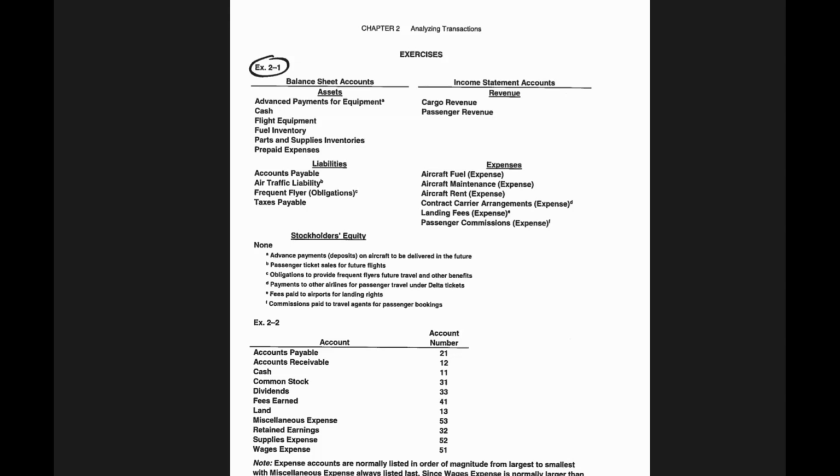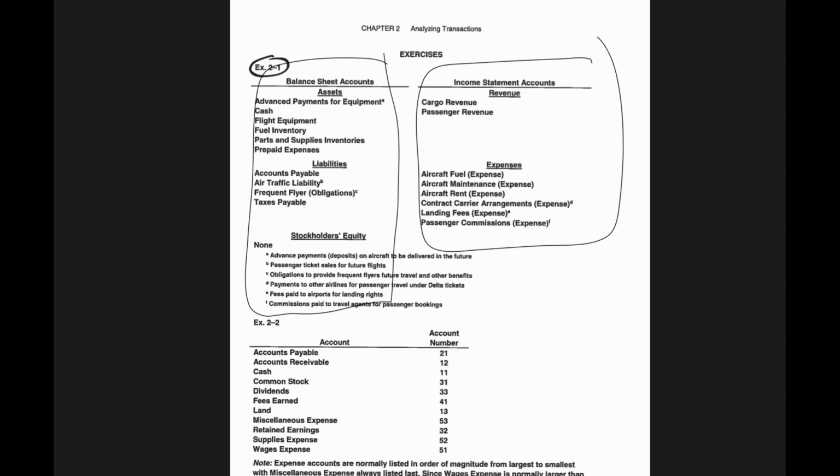So if you go through this list here, and I've provided you the solution, all items are going to show up either on the balance sheet or the income statement. And on the balance sheet here, we've got our assets, our liabilities, and our equity. And this problem actually has no equity items, but if you notice, there's assets and liabilities. And on the income statement, there are only two items, revenues and expenses. I will say that this is a good exercise.